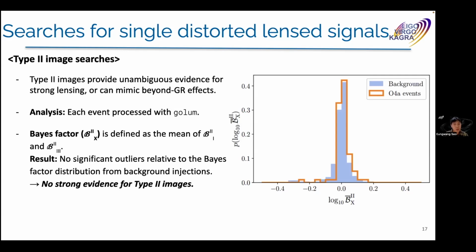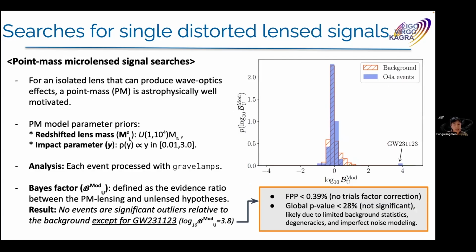As shown in the figure, we do not find any significant outliers, meaning that there is no strong evidence for type 2 images. Next, we search for microlens signals, assuming a point mass lens model. We restrict to the point mass model because within the detector's sensitive frequency band, the microlens candidates are well described by the point mass model. The model introduces two additional lens parameters, the redshifted lens mass and the dimensionless impact parameter. These are included in addition to the 15 standard CBC parameters in the Bayesian inference.